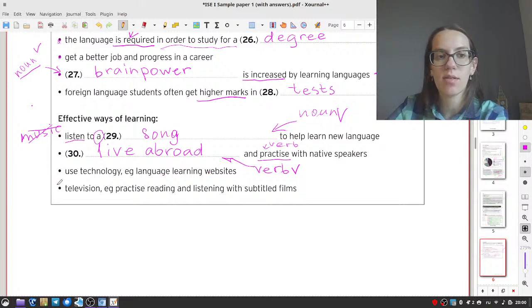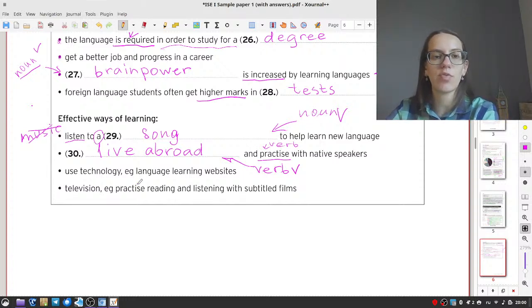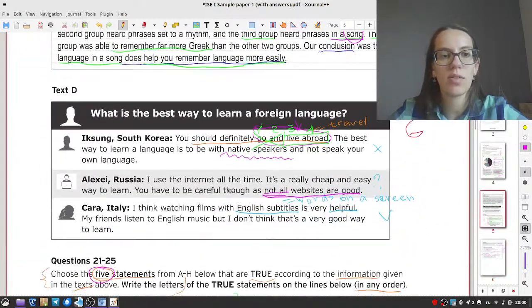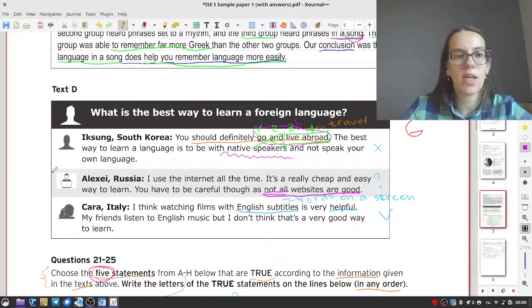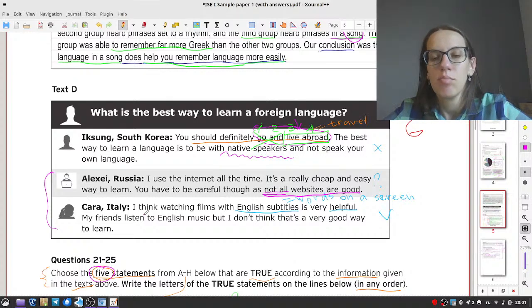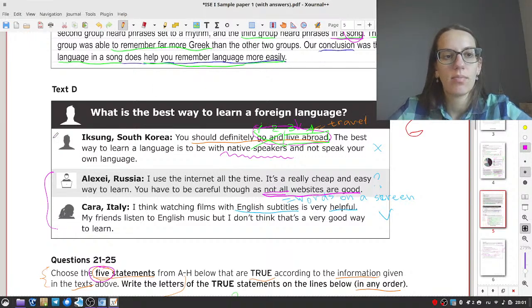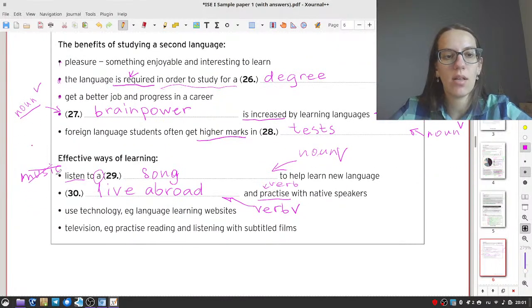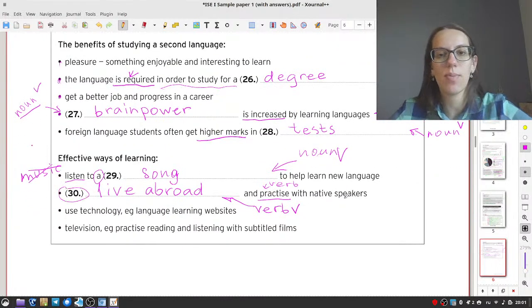That was Alexei's suggestion, yeah. And television, for example, practice reading and listening with subtitle films. That was Kara's suggestion, yeah, from the last text. The 3 people who answered the question at the forum, yeah, Alexei and Kara, those are the 2 last parts. Well, why are they there? Well, just to help us understand that the previous point was about Ik-sung's opinion. Yeah, that in number 30 we have to fill in Ik-sung's opinion.